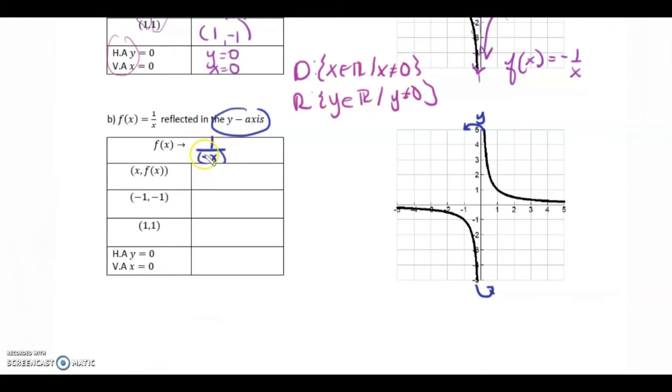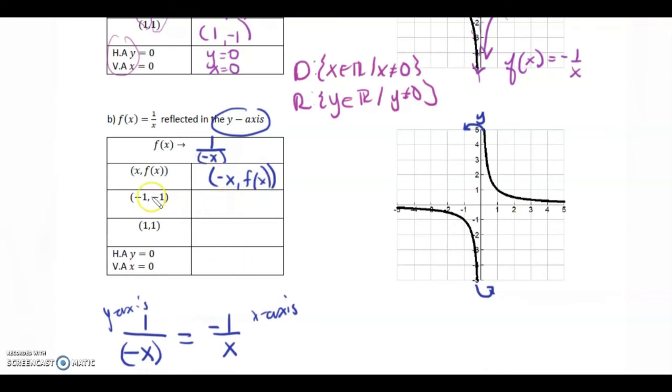If you actually think about it though, this negative sign, in order to simplify, would come up, and then 1 over negative x is actually going to be equivalent to negative 1 over x. So a reflection in the y-axis is equivalent to the reflection in the x-axis algebraically. Then graphically, we're going to flip every x and keep the y. So these two are going to flip, and then negative 1 and then 1.